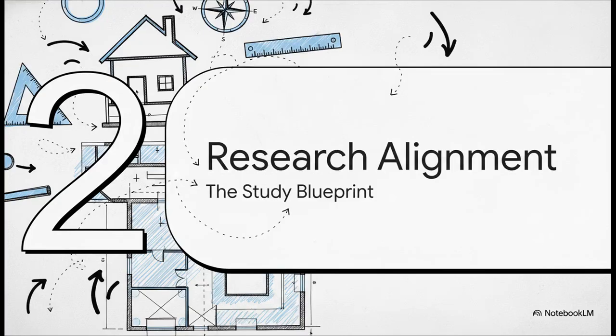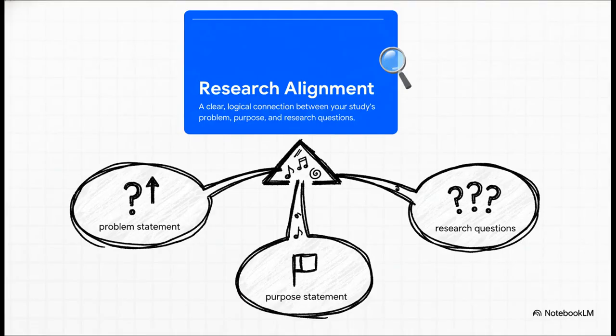So if misalignment is the big bad problem, then alignment is our hero, our solution. I want you to think of it like an architectural blueprint for your entire study. You wouldn't just start building a house without a solid blueprint, right? Of course not. The exact same logic applies to your research. And what is it really?